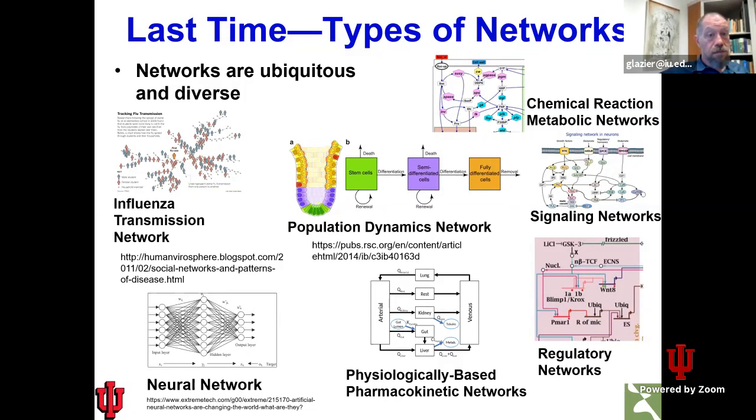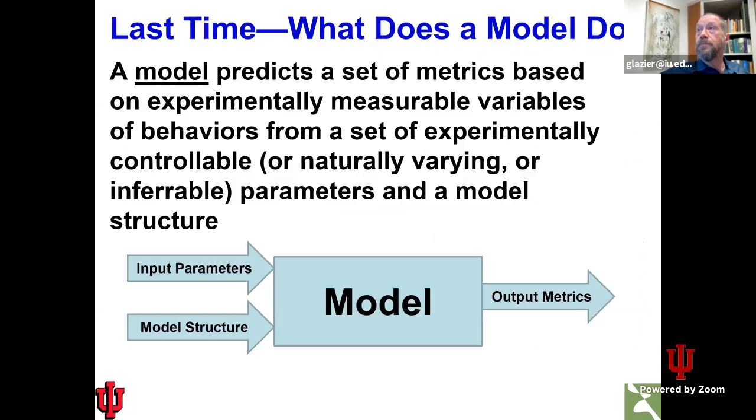Population dynamics models, which is what we're working on today. And then these more directed network models are the kind of things, this influenza transmission network. We're not really going to go into those kind of directed networks in this class. Those are the kinds of things that Alessandro Flamini does a lot of, for example. And of course, neural network.